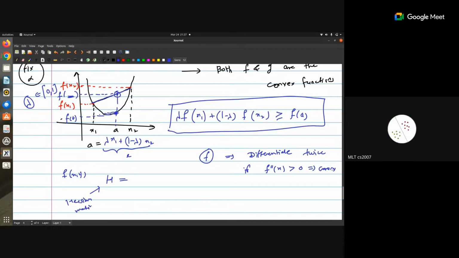You see that this Hessian matrix should be positive definite, or the determinant of H should be greater than 0. Or else I can say that it is also fine if it is positive semi-definite. Positive definite, because then it will be the case. Okay, semi-definite also is fine. That's not a problem.